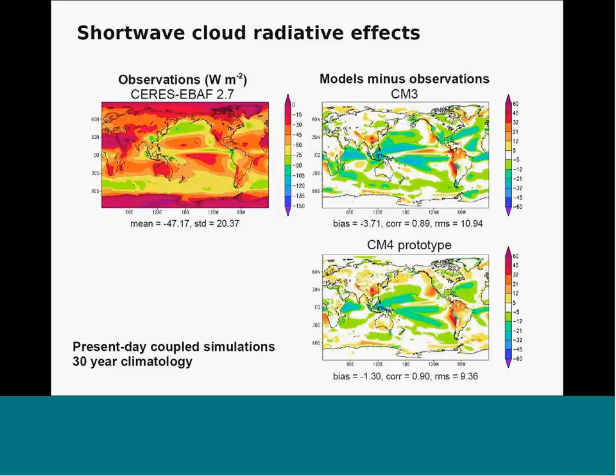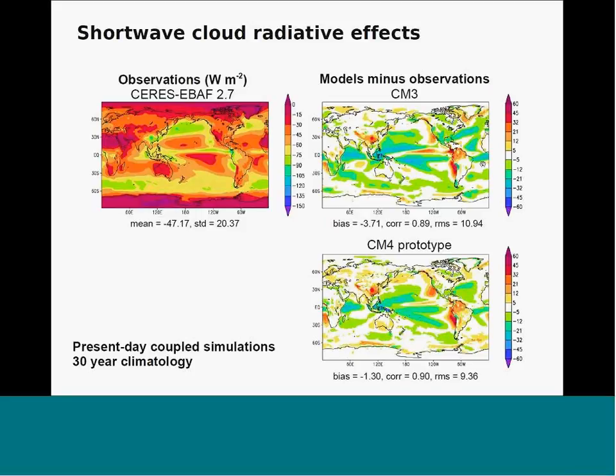And you see that going from CM3 to CM4, there is also an improvement. The RMS goes down from almost 11 to 9. That's a very substantial improvement. This is not something that is easily achieved. It took us a lot of work to get there. And you see the improvements in the Pacific. You see the biases are still there, but they are reduced. Over the Southern Ocean, you see reduced biases. The Atlantic also has reduced biases compared to CM3.